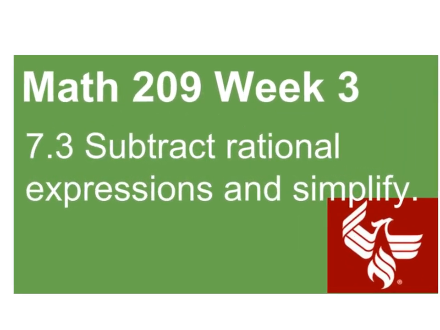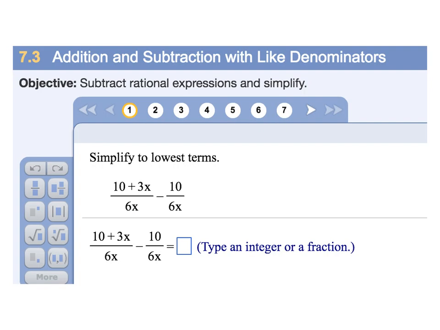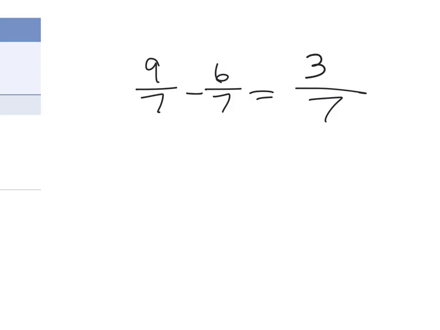All right, this is Math 209, Week 3, Section 7.3, Subtract. Basically, this is a fancy way of saying we're going to be subtracting fractions. When you are subtracting fractions, just remember it's like 9/7 minus 6/7. You subtract the numerators because you need a common denominator, and we already have a common denominator. It's a 7, so the 7 just comes over, and 9 minus 6 is 3. So 9/7 minus 6/7 is equal to 3/7.